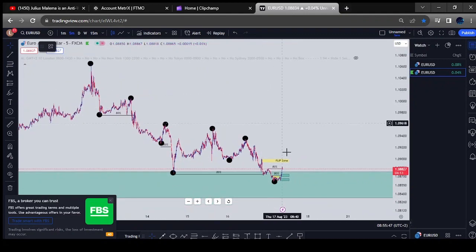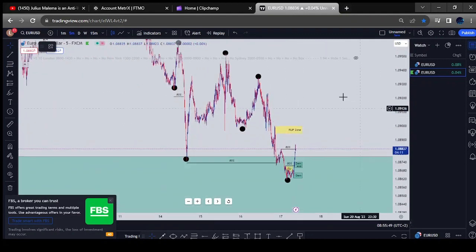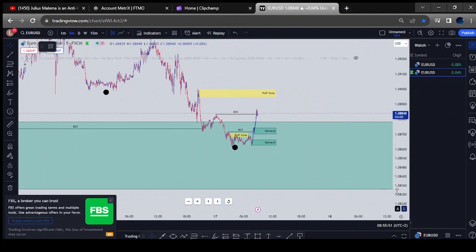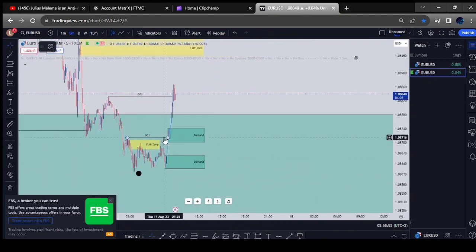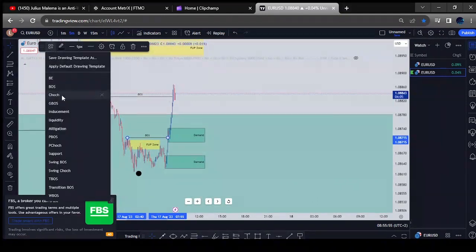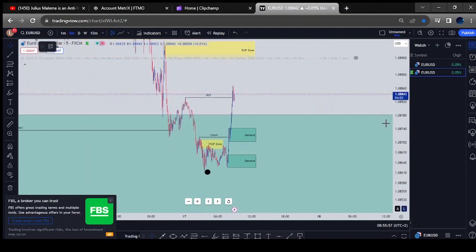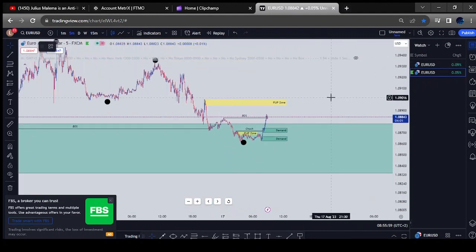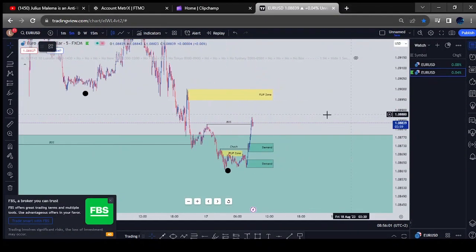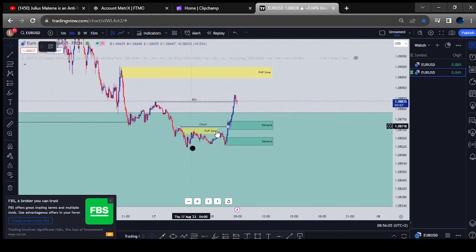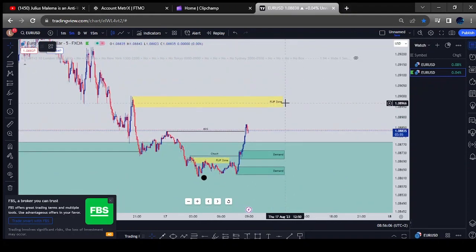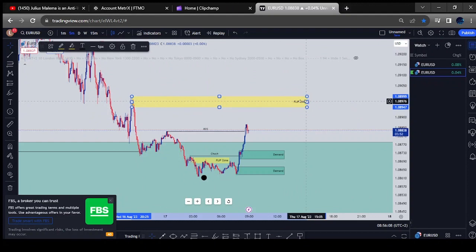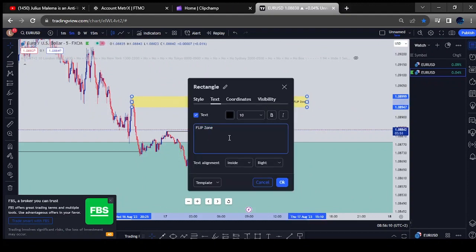And now what we're looking at is, okay, I want to call this a change of character now. So price comes into this daily demand zone over here, changes character, flips. This is an extended flip for me. Once this one is broken as well, I'm going to know.